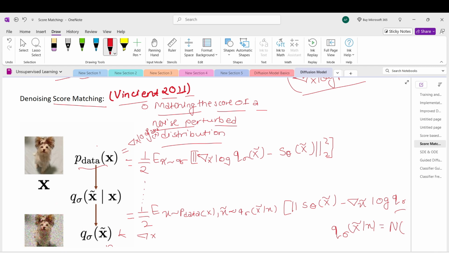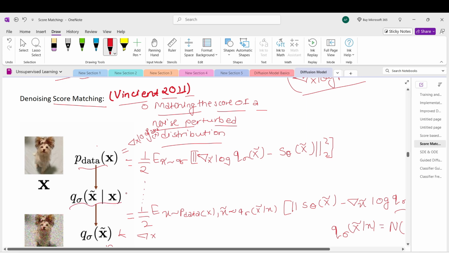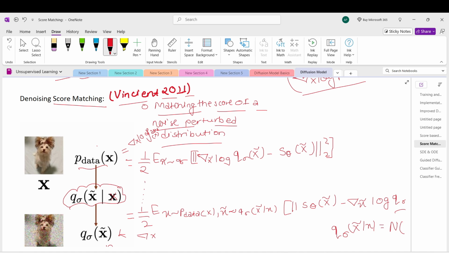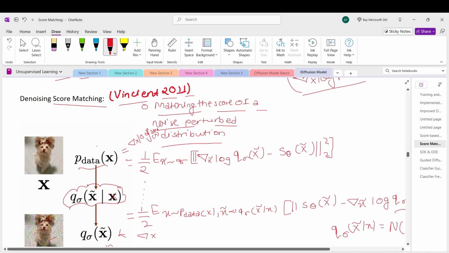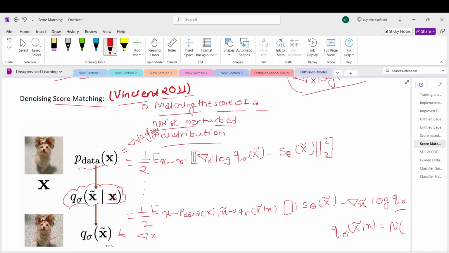So Vincent says we should approximate the gradient of this noise-perturbed distribution instead, which is smoother, because we add noise and our distribution becomes much smoother. Imagine that we perturb the data by adding noise. This kernel, like a kernel in a CNN, takes the real image x and returns x tilde, the noisy image. It is a Gaussian kernel, so it adds Gaussian noise.